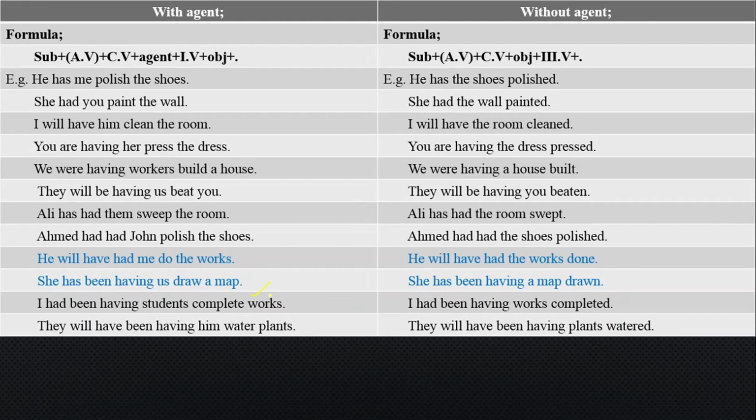I will have students complete works. I will not have students complete works. Will I have students complete works? Will I not have students complete work? Won't I have students complete works?